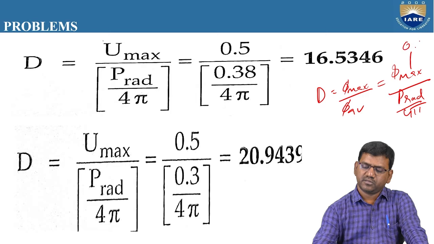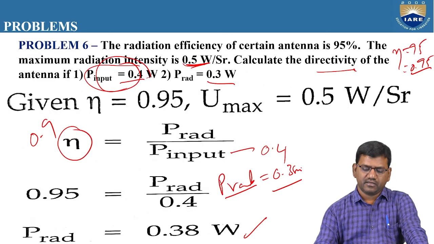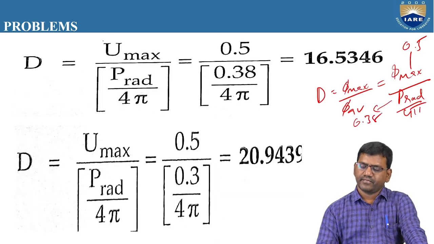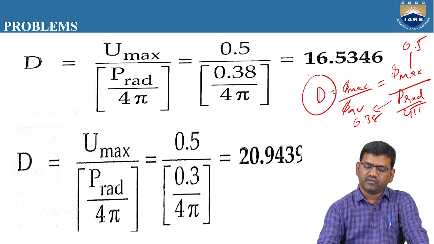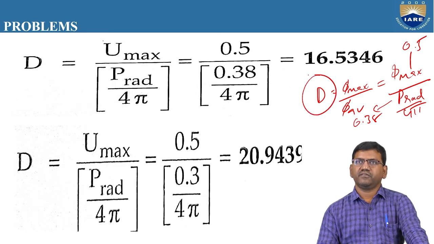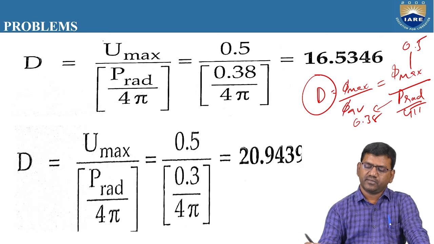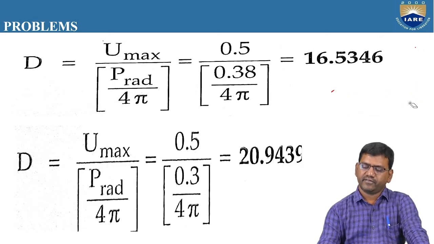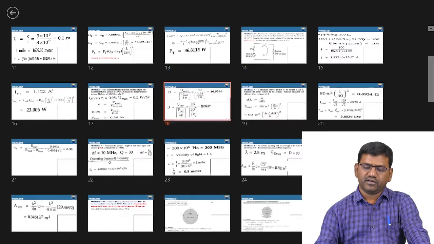We substitute 0.5 here. And P radiated, we have just calculated as 0.38. So substitute 0.38 here, and if you simplify this, you will get the value of directivity. From the basic expression, the directivity is nothing but phi max by phi AV.